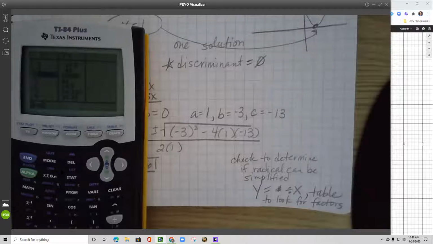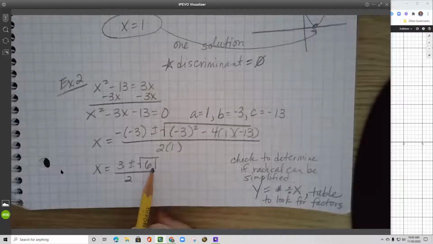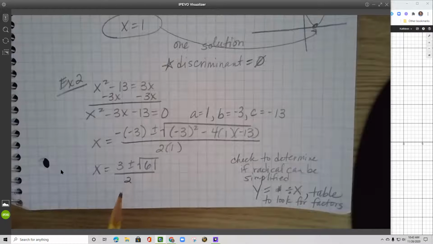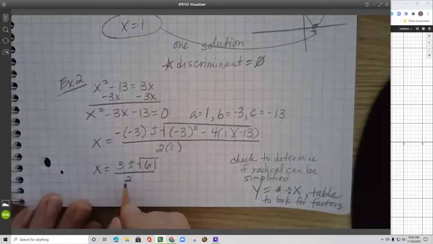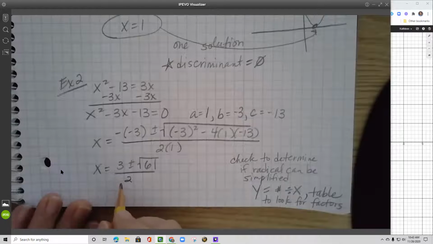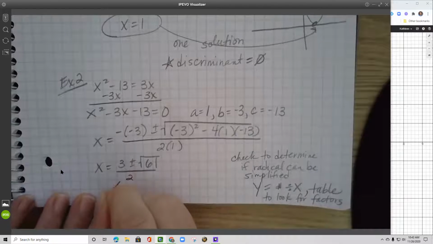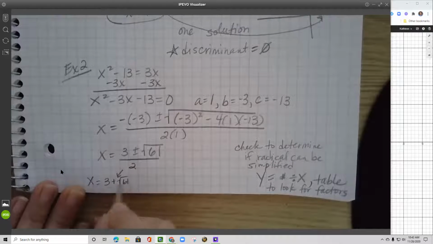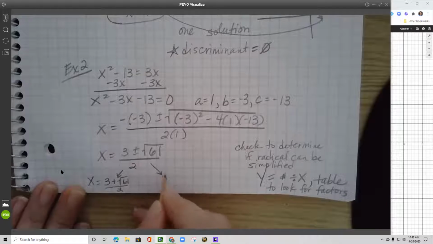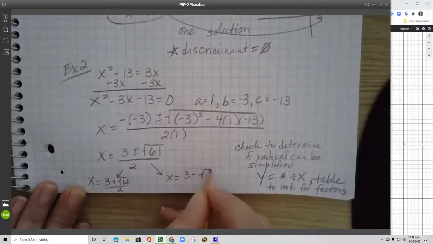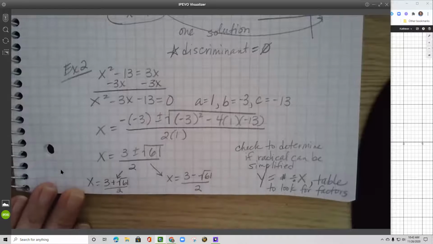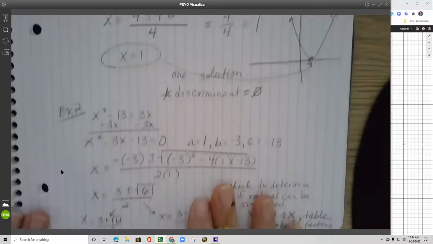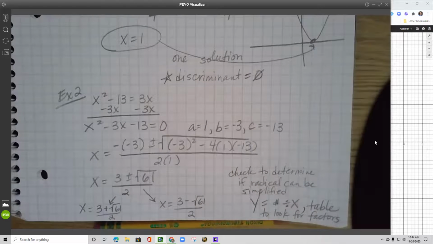I'm looking for something that I could take the square root of and get a whole number so that I could have a smaller number underneath the radical. However, for this one, that's not possible. So these are my two solutions. They're two solutions because I have x equals 3 plus square root of 61 over 2, and x equals 3 minus square root of 61 over 2. Those are my two solutions. When I graph this with two solutions, the graph looks like this.